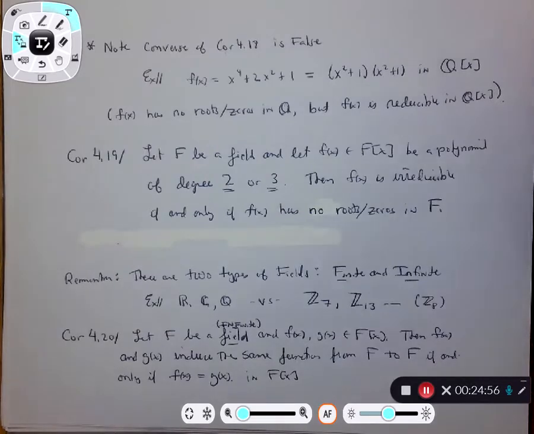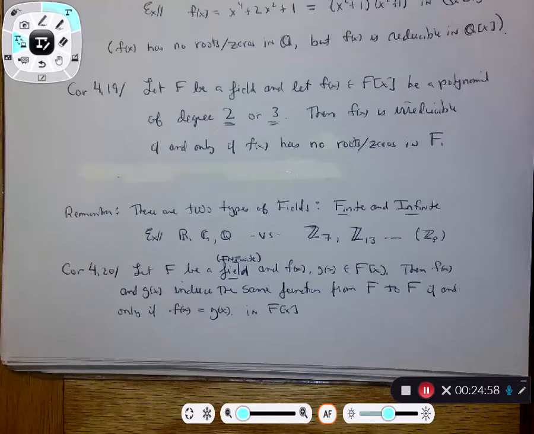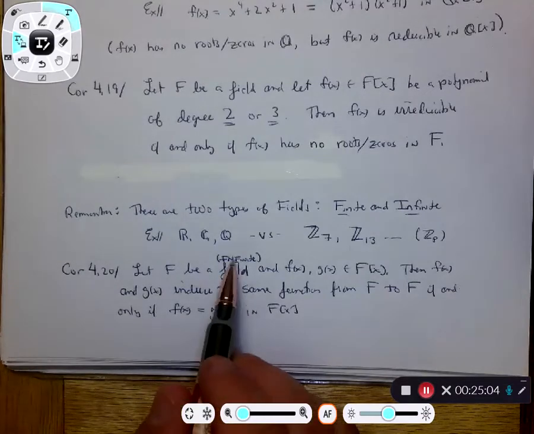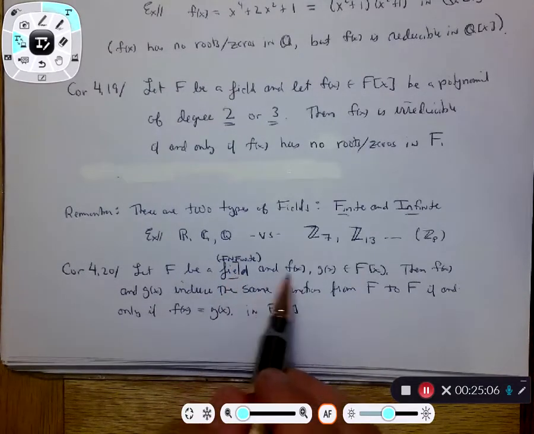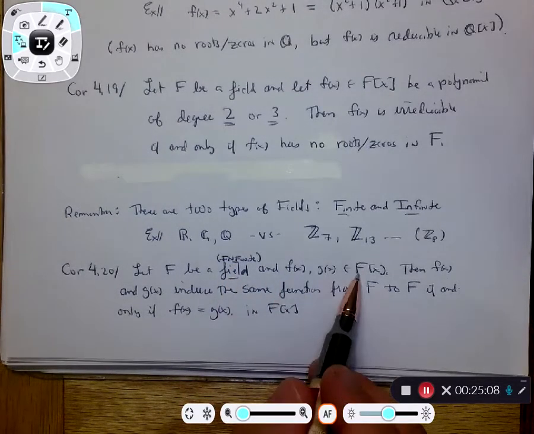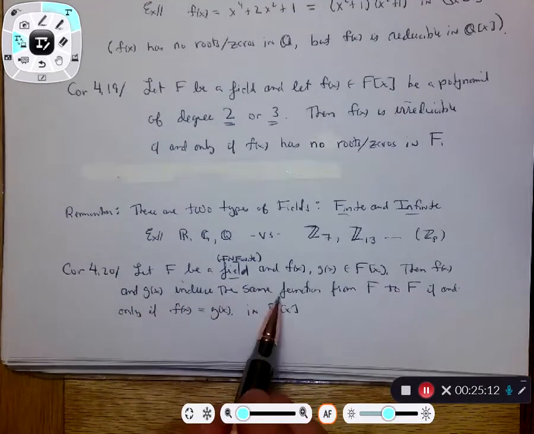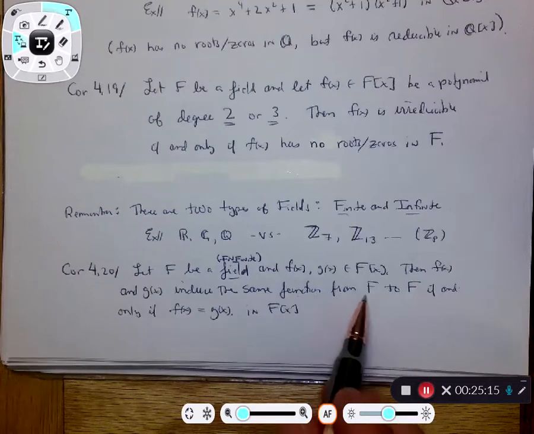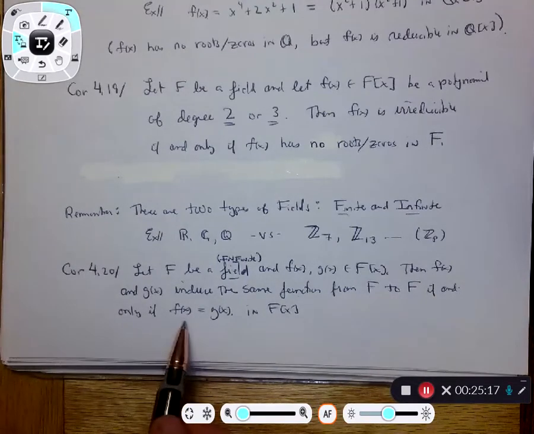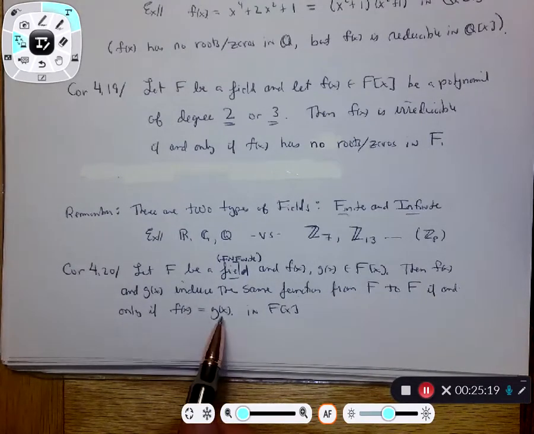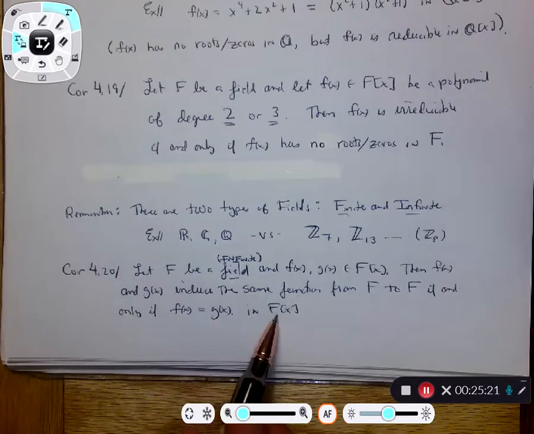So, corollary 4.20 says this. Let F be a field, but not just any field. We want it to be an infinite field. And let f of x and g of x be elements of F adjoined x. Then f of x and g of x induce the same function from F to F if and only if f of x is equal to g of x in F adjoined x.